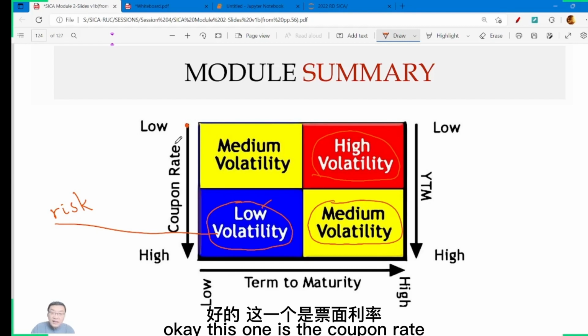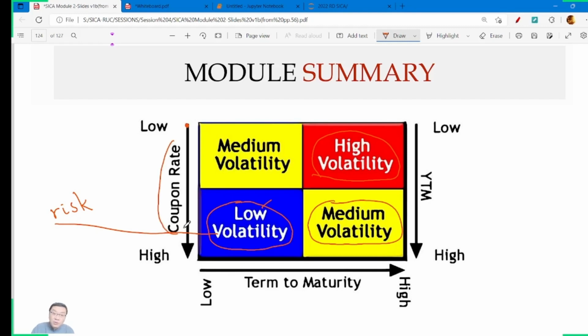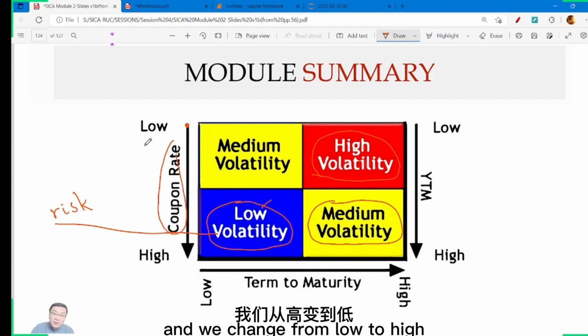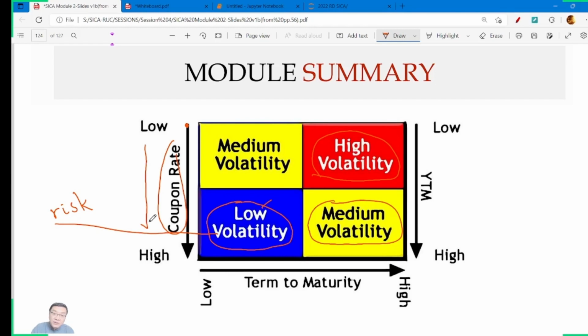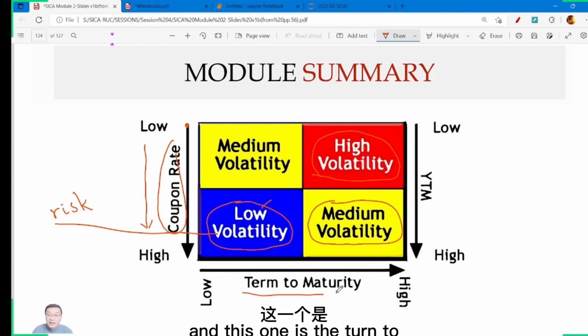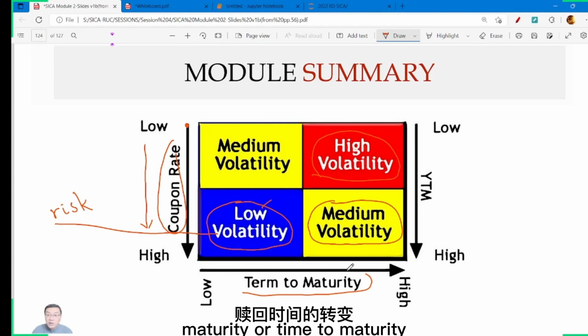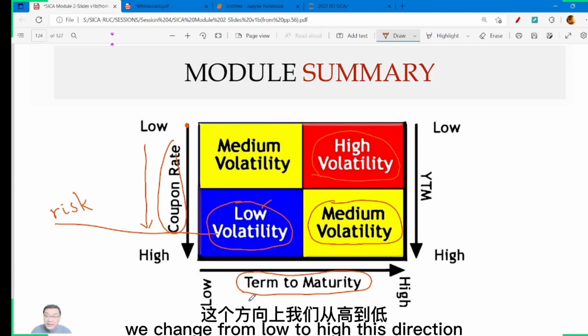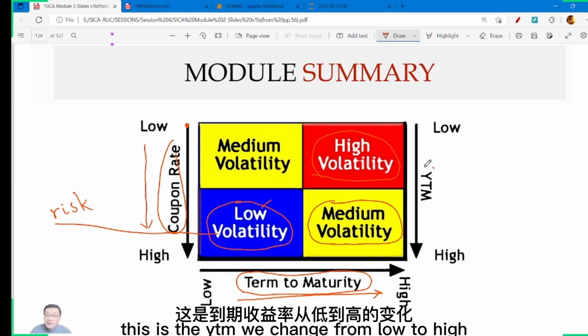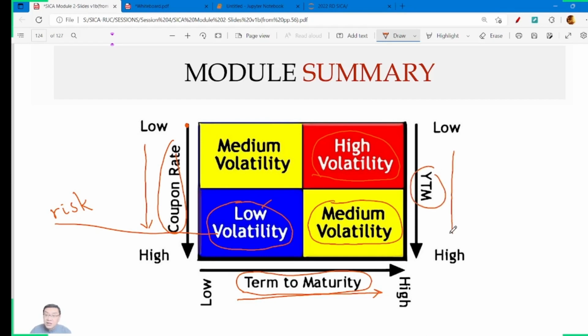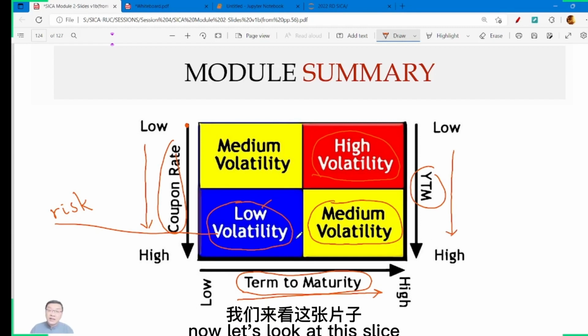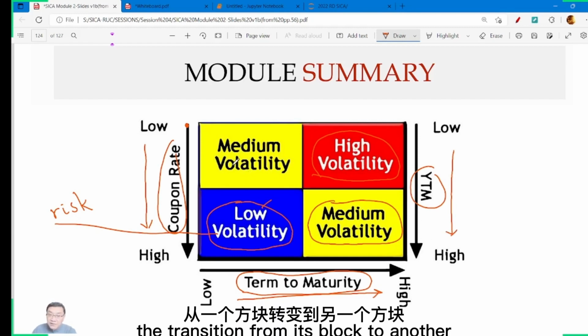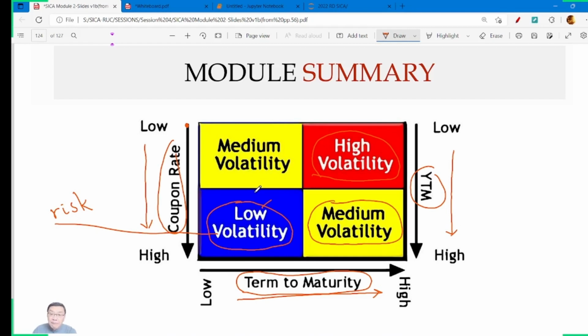Okay, this one is the coupon rate. And we change from low to high. And this one is the term to maturity, or time to maturity. We change from low to high in this direction. This is the YTM. We change from low to high. Now, let's look at these slides, the transition from each block to another.